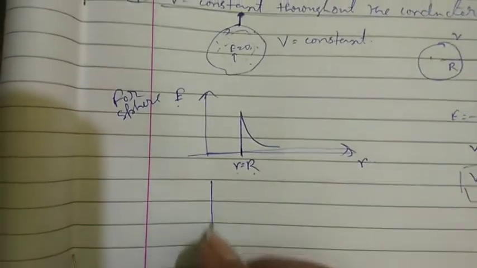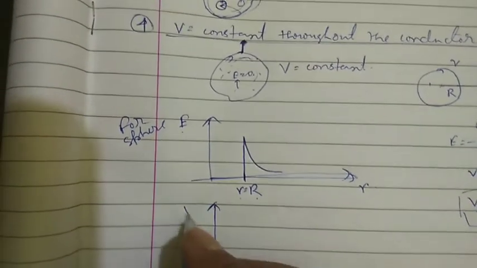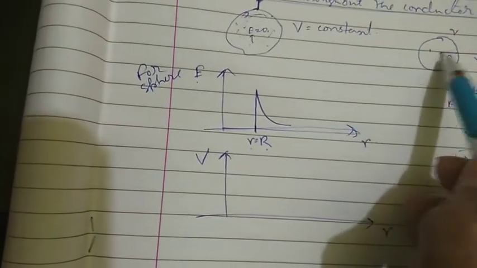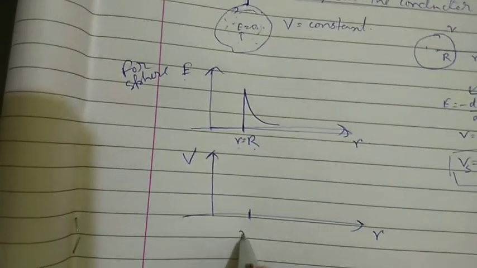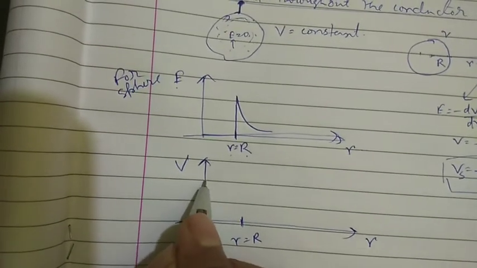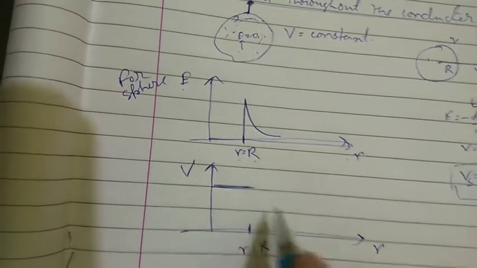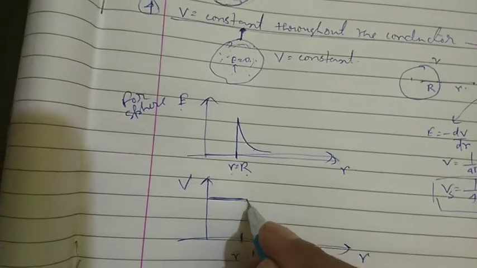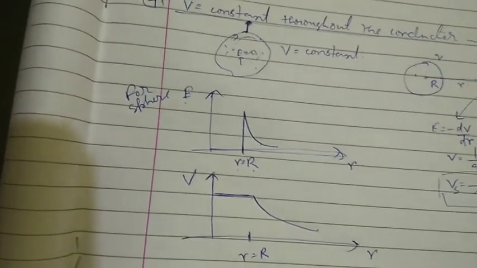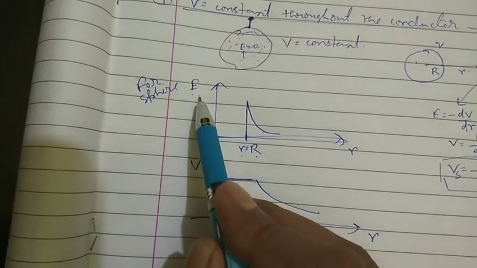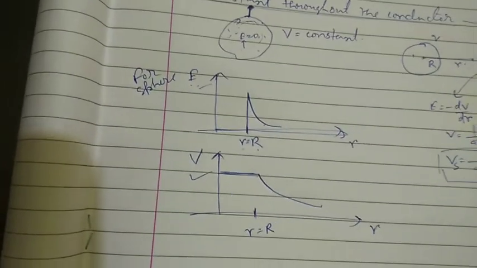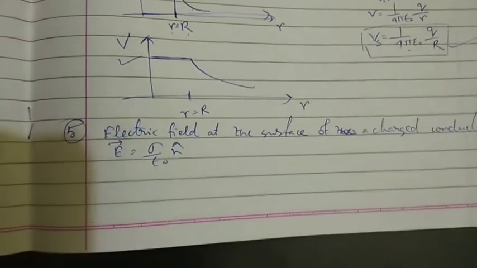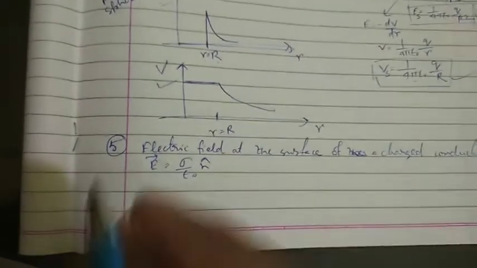And if you want to draw the potential versus distance graph, from center to the surface, the potential is the same. So if this is r equals R, from center to surface, this is the same up to this point. Then it will decrease as 1 by r, not so rapidly, but it will decrease like this. So this is how the electrostatic field and electrostatic potential vary for a sphere.